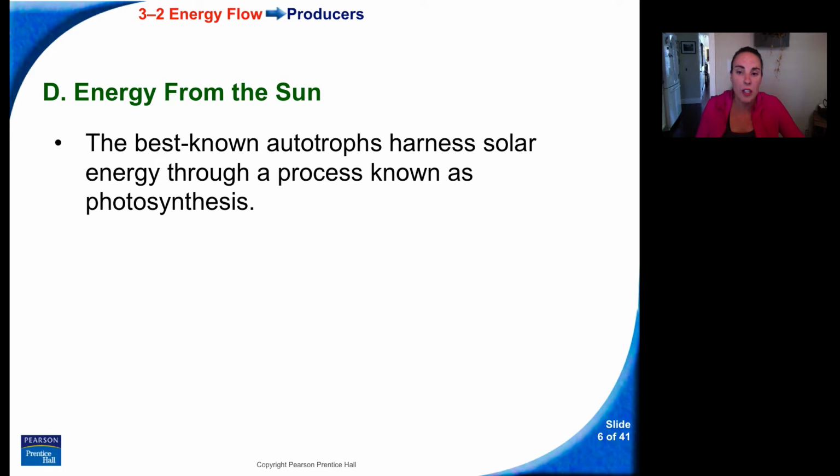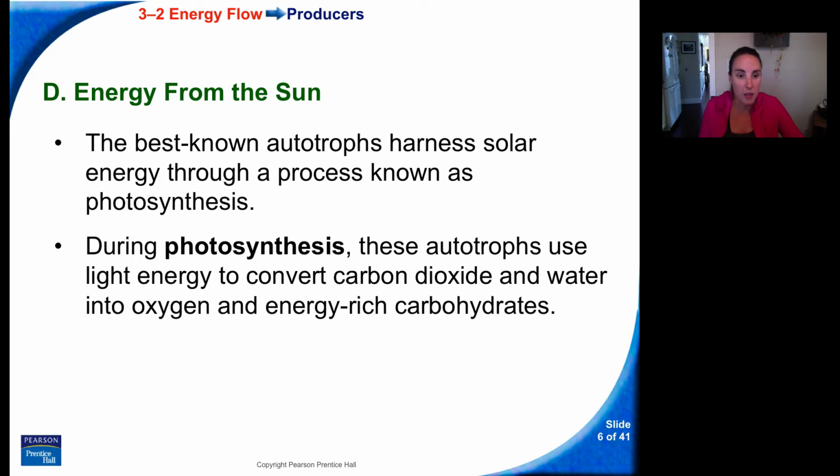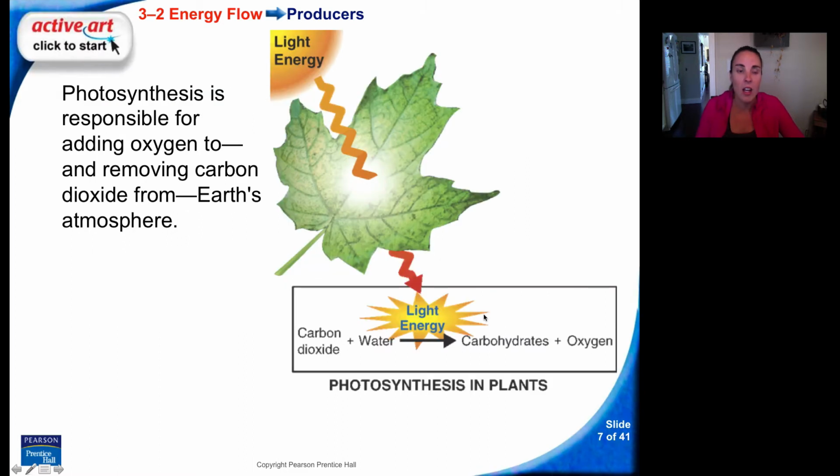The best known autotrophs harness solar energy through a process known as photosynthesis. During photosynthesis, these autotrophs use light energy to convert carbon dioxide and water into oxygen and energy-rich carbohydrates. So photosynthesis is responsible for adding oxygen to and removing carbon dioxide from the Earth's atmosphere. So they capture light energy, carbon dioxide, and water to make their own food source, their own energy source, like carbohydrates. Same as we use carbohydrates for energy, so do they. They just make their own carbohydrates. We have to consume our carbohydrates.